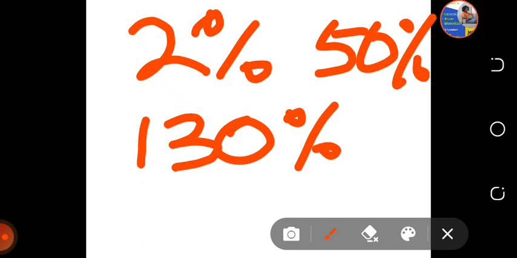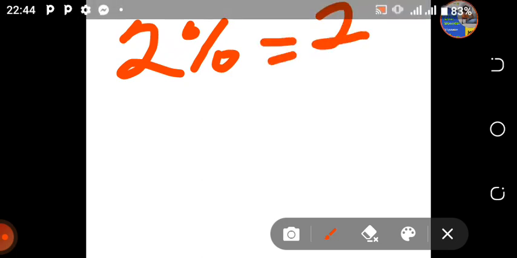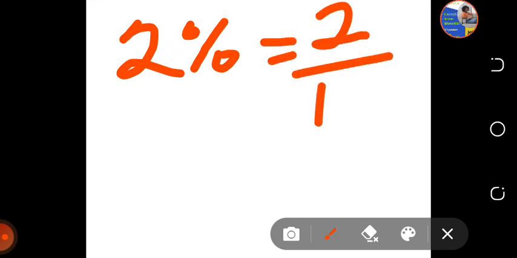Then the next thing we got to know is that when you are to convert a number from percentage to a fraction, 100 will be involved. All you need to do, for example 2%, is to make this 2 a numerator and 100 a denominator. So 2% simply means 2 over 100.